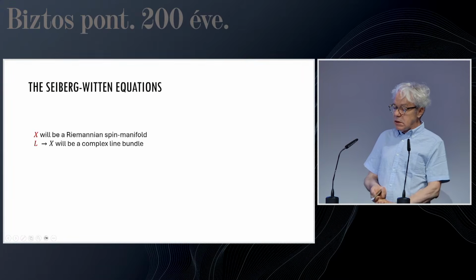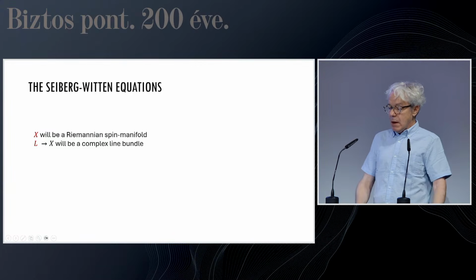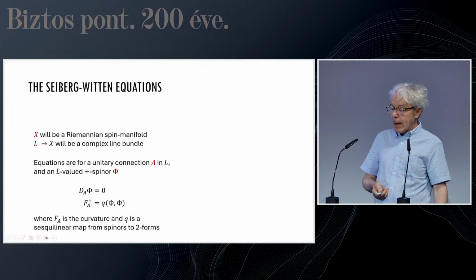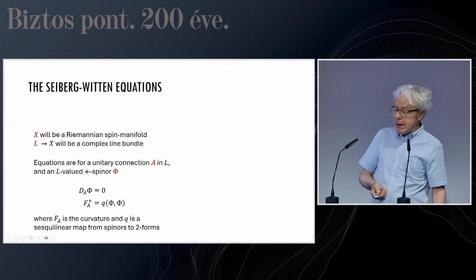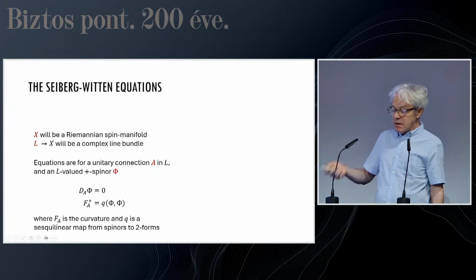What are these equations? X is going to be a Riemannian manifold. As in Witten's paper, I will simplify my life by saying it's a spin manifold. You don't really need to know too much about spinors, though. The data will be this X and a line bundle on X. And these equations are not just for a connection, they're for a connection and a spinor. But the connection now is just a unitary connection in a line bundle. It's an abelian thing. It's basically just a one-form.